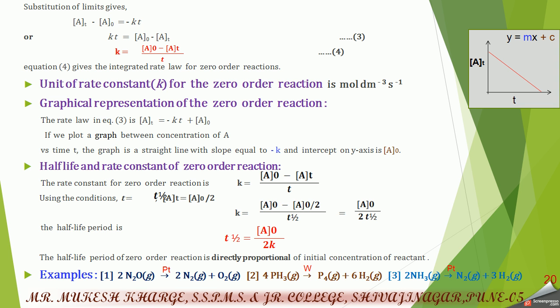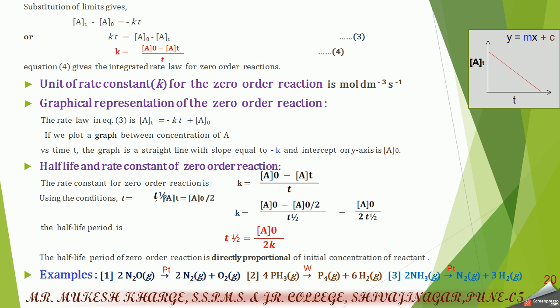Then the second example is 4PH3 gas gives P4 gas plus 6H2 gas, and this reaction is nothing but the catalytic decomposition of PH3 on hot tungsten at high pressure. So this is the second example.